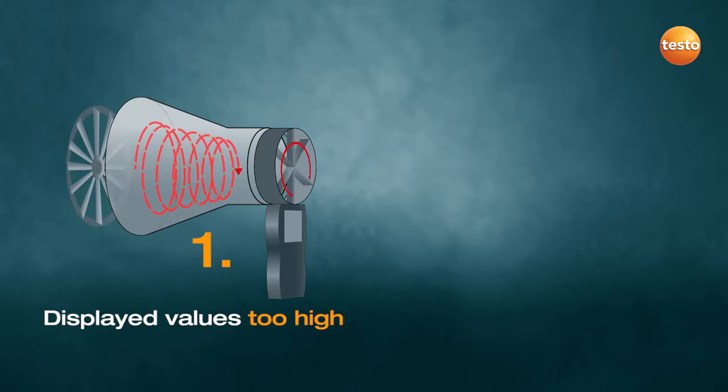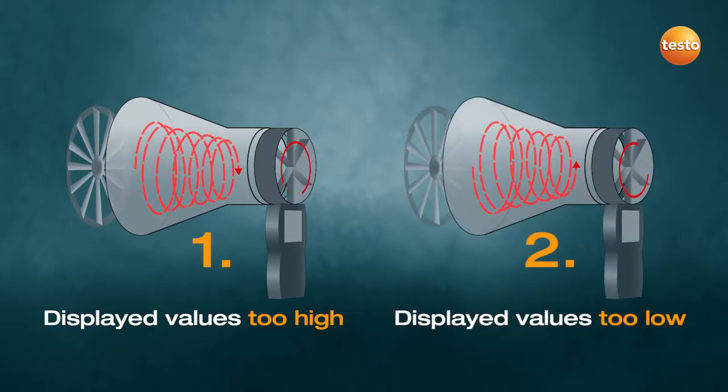1. The direction the swirl rotates is the same as that of the vane. What happens? The flow hits a larger cross-sectional area of the individual blades of the vane. This makes it accelerate too fast. 2. The direction the swirl rotates is the opposite to that of the vane. What happens? The flow passes between the individual blades of the vane. This means it doesn't accelerate properly. Result: an inadequate flow velocity is displayed.